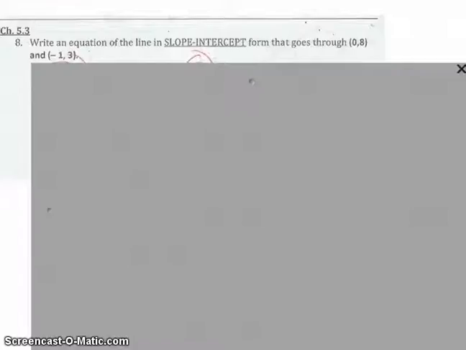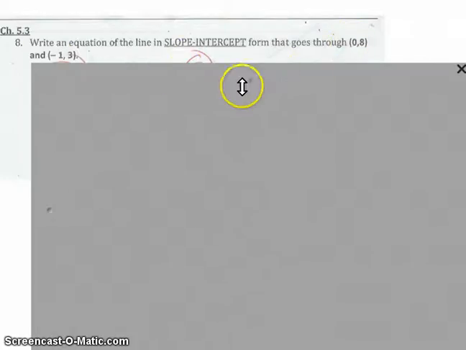Okay, this video starts with the third page, and we're continuing with chapter 5.3. This is about slope-intercept when they don't give you the slope and they don't give you the intercept. All they give you are 2 points. So how do you figure out how to plug things in for slope-intercept if they don't give you either one?